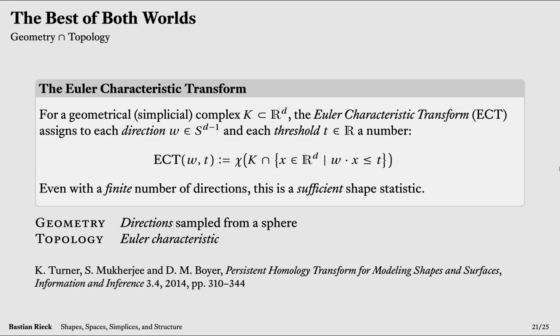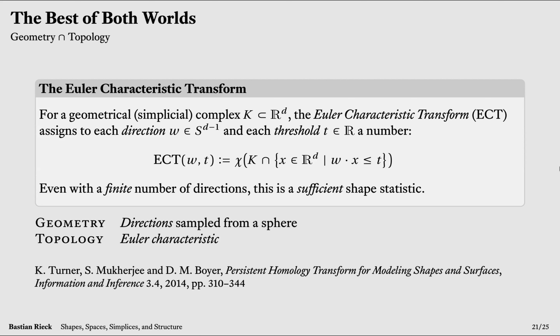Somewhat surprisingly, I should say that even if you only have a finite number of directions in there, it's a sufficient shape statistic. So that was proven by lots of people nowadays. Mostly the most famous ones are Rob Ghrist's proof with Euler integral calculus, and Justin Curry's proofs with o-minimal structures. Very cool reads, and I urge you to look at those, and also to look at the original paper on the persistent homology transform for modeling shapes and surfaces.